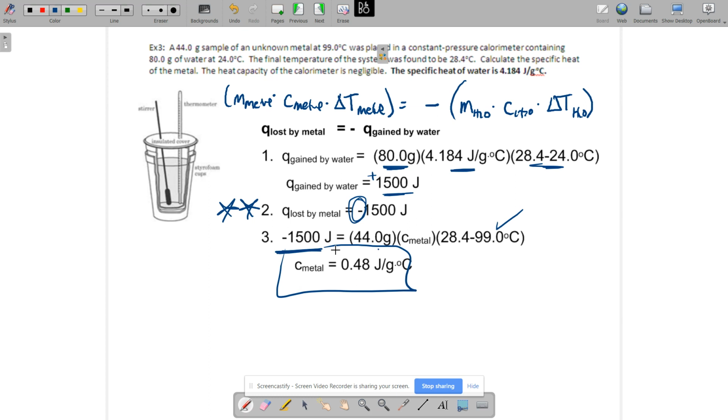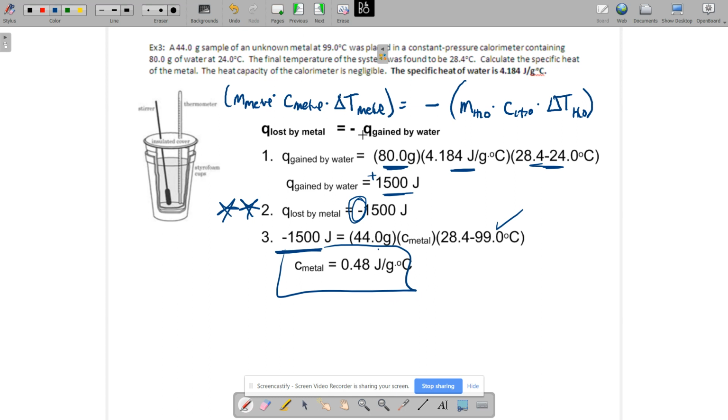Hopefully you got an answer of about 0.48. Make sure you have units, joules per gram per degree Celsius, and hopefully you see how those units happened. This is one experiment that we're not going to set up, but hopefully you get the idea how it works, and there are some questions that are just like this. All right, we're going to continue on.